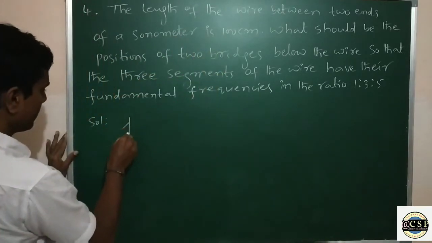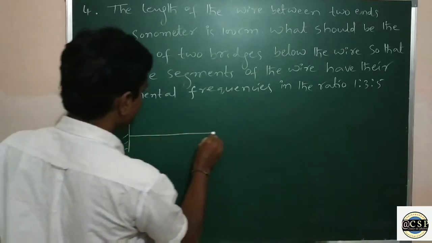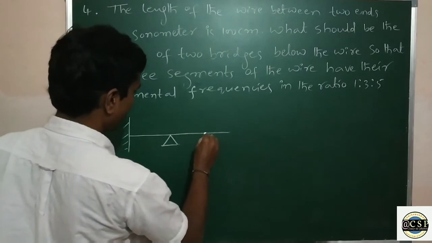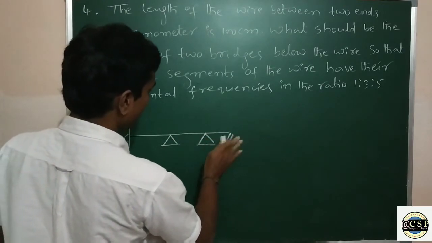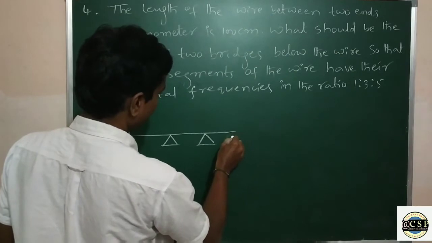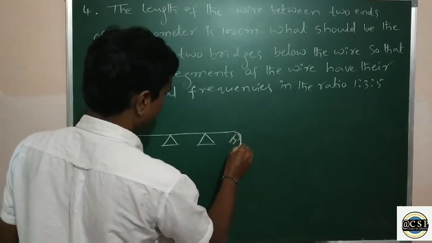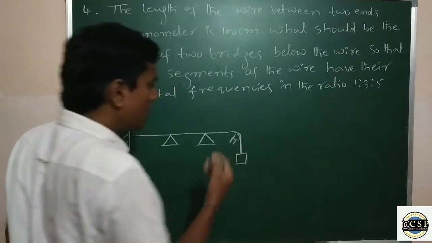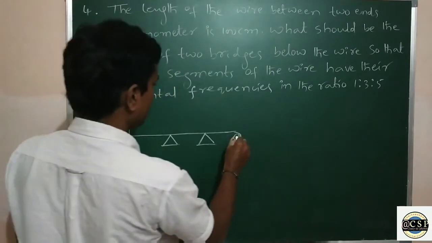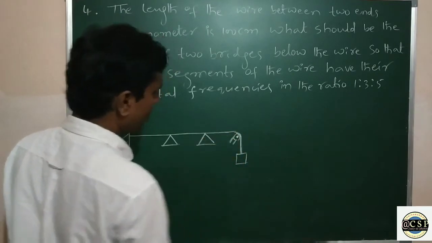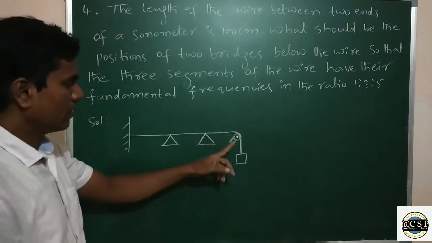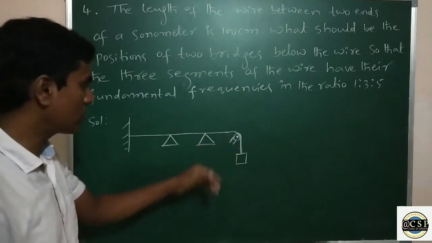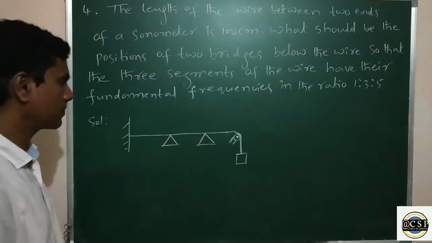First of all, a wire is taken. Below the wire, we have two bridges. And here is one of the pulleys, as we discussed the sonometer in the previous class. Some weight is attached to the string over the pulley, because of which the string is getting tension.